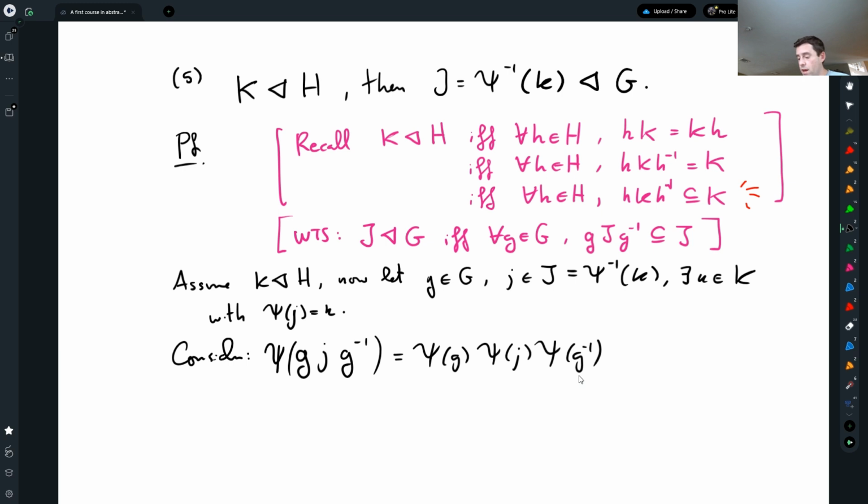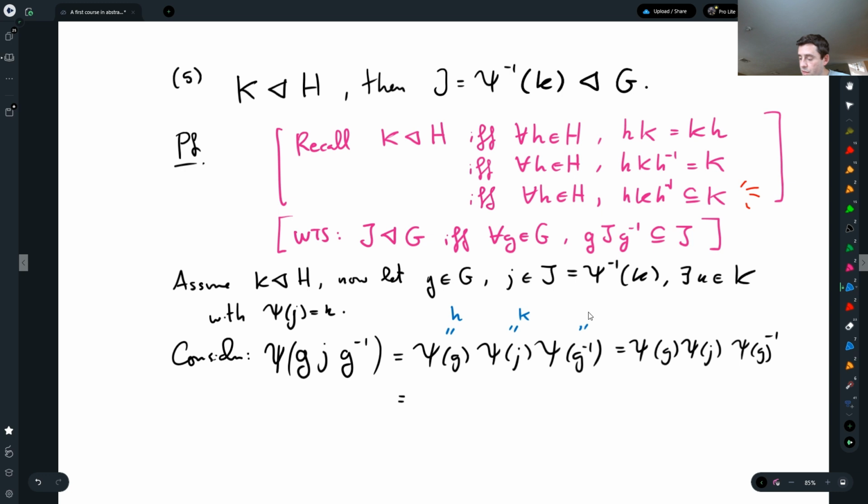Now psi of j is k. I'm going to call psi of g by another name: all I know is that it's an element of G sent through psi, so it has to land in H, so it's some h. And this one is h inverse. This is actually the same as psi of g inverse with the inverse outside, because of another property we just proved. So this third term is h inverse. So what I get is h k h inverse.